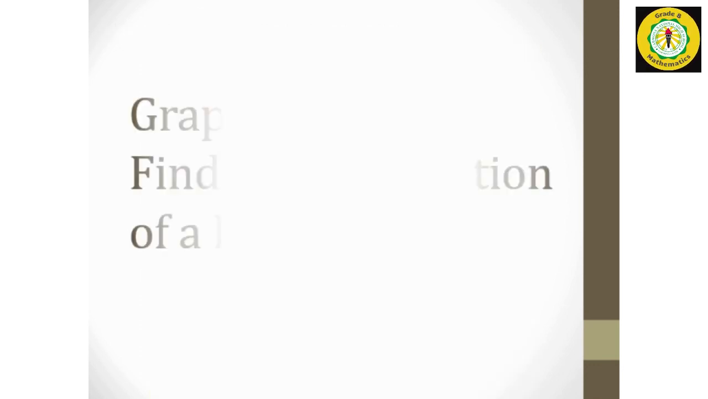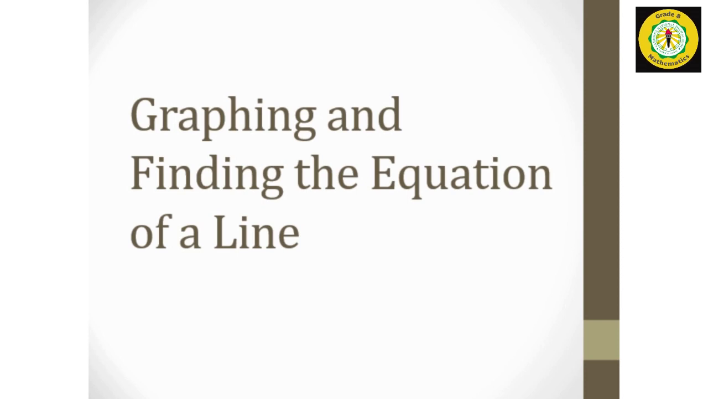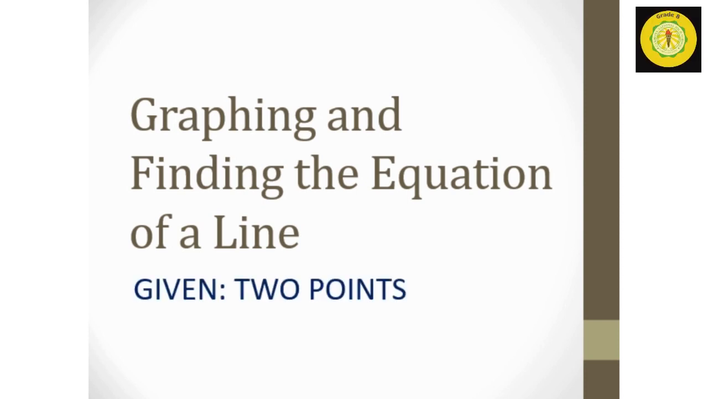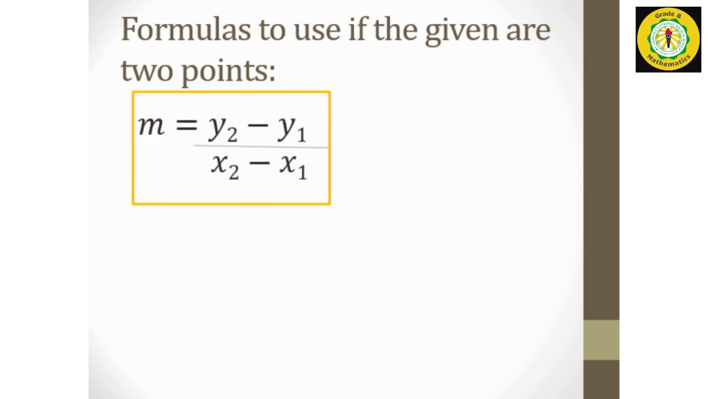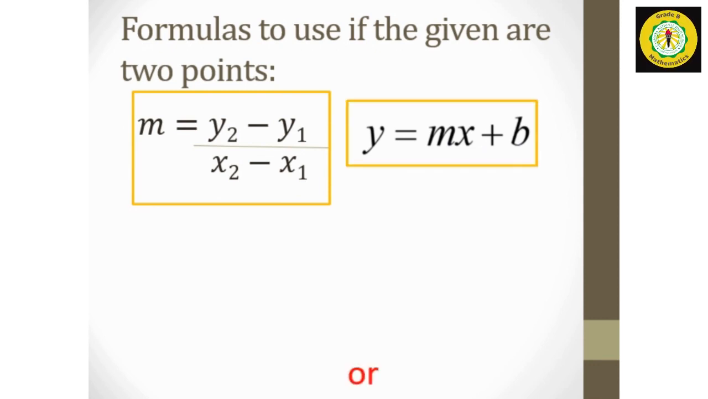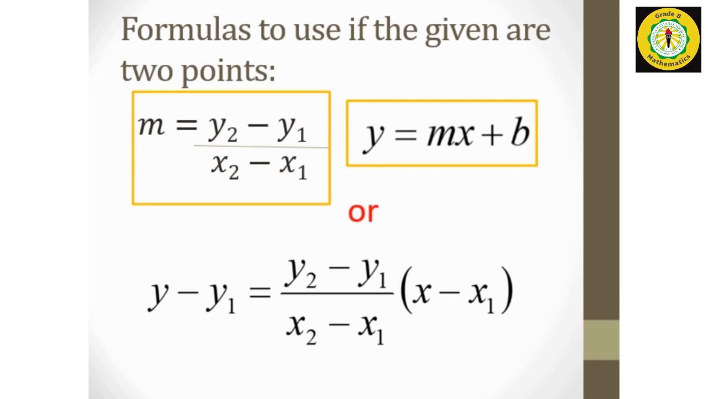Now let's proceed to graphing and finding the equation of a line given 2 points. So here are the formulas to use if the given are 2 points. So we have the slope, or m equals y sub 2 minus y sub 1 all over x sub 2 minus x sub 1. And y equals mx plus b. Or we have y minus y sub 1 equals y sub 2 minus y sub 1 all over x sub 2 minus x sub 1 times x minus x sub 1.